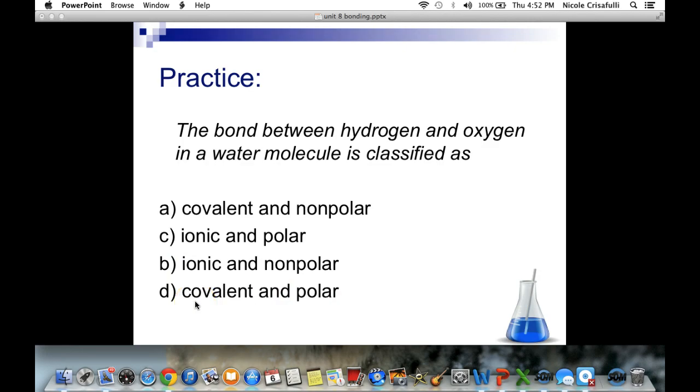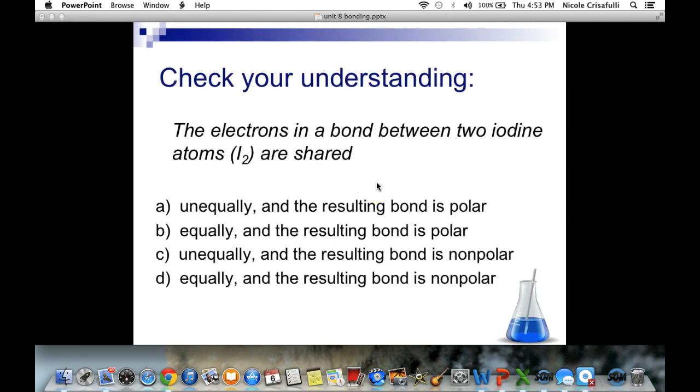All right, guys, here's your check your understanding that we're going to talk about tomorrow in class. The electrons in a bond between two iodine atoms are shared: A, unequally, resulting in a bond that is polar; B, equally, resulting in a bond that is polar; C, unequally, resulting in a bond that is nonpolar; or D, equally, resulting in a bond that is nonpolar. Answer this to the best of your ability, and we'll talk about this in class tomorrow.